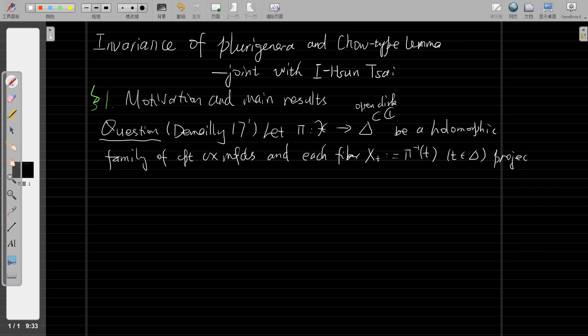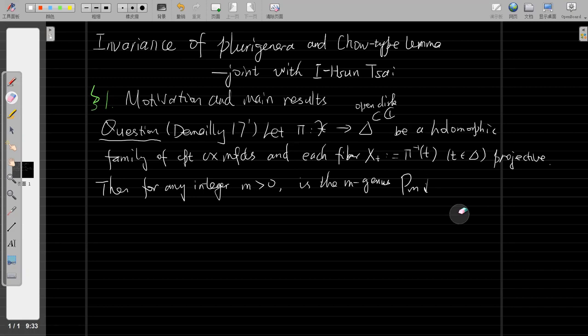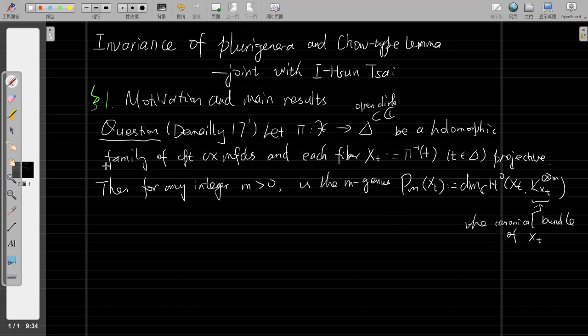The question is then, for m a positive integer, is the m-genus P_m(X_t), defined as the dimension over C of H^0(X_t, K_{X_t}^{⊗m}), where K is the canonical bundle of X_t, independent of t in Δ?